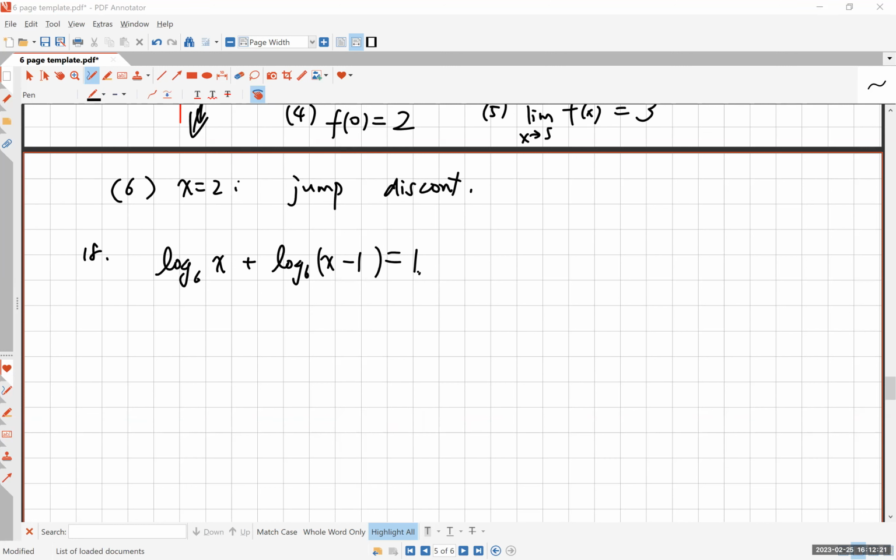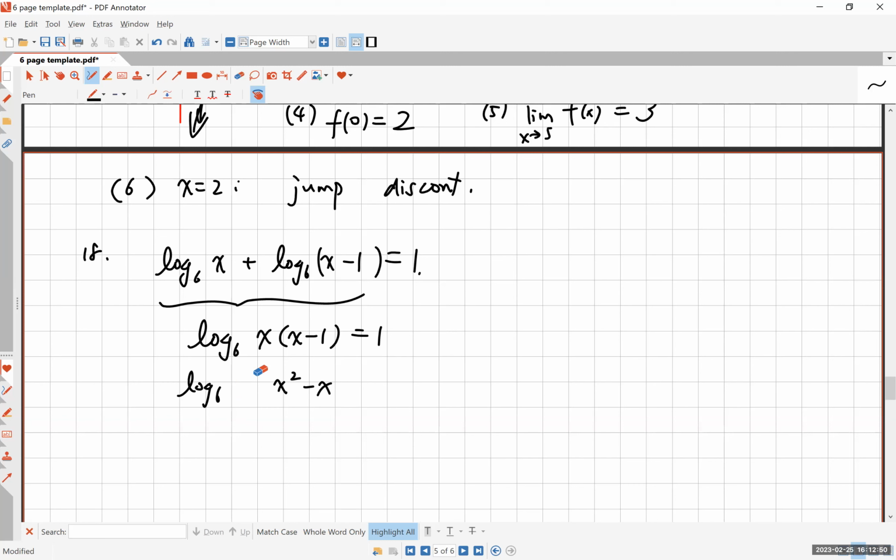Number 18 is to solve a logarithmic equation. Now, this logarithmic equation has a sum of 2 logs, and it's very important for you to know that the sum of 2 logs is not the log of the sum, but it's the log of the product of the 2 arguments, x times (x minus 1) in this case. So when you multiply this, of course, what you get is x squared minus x.